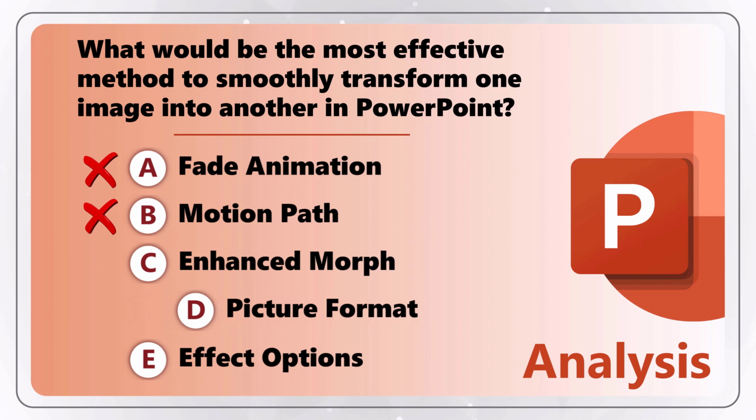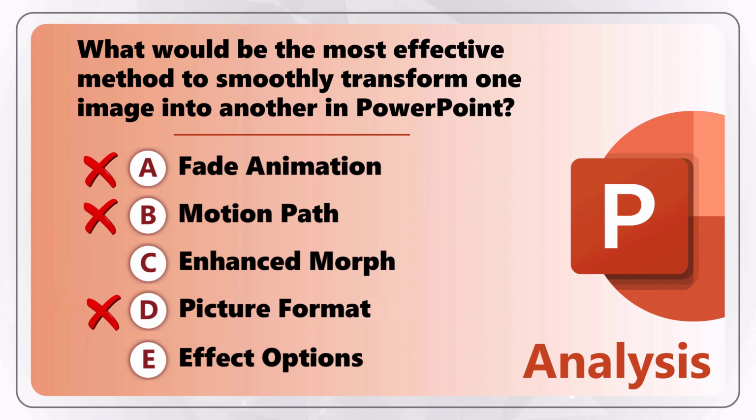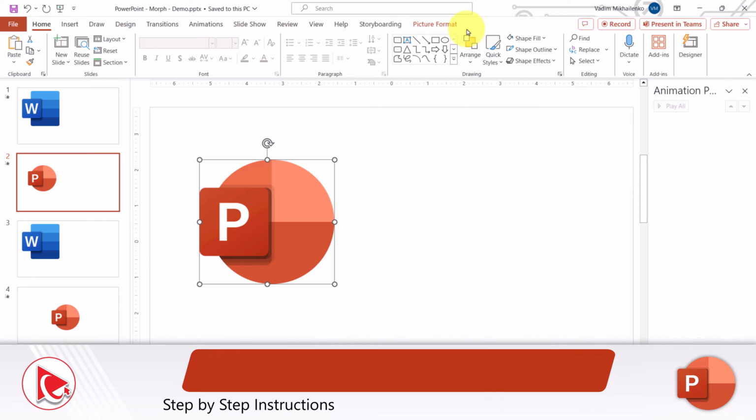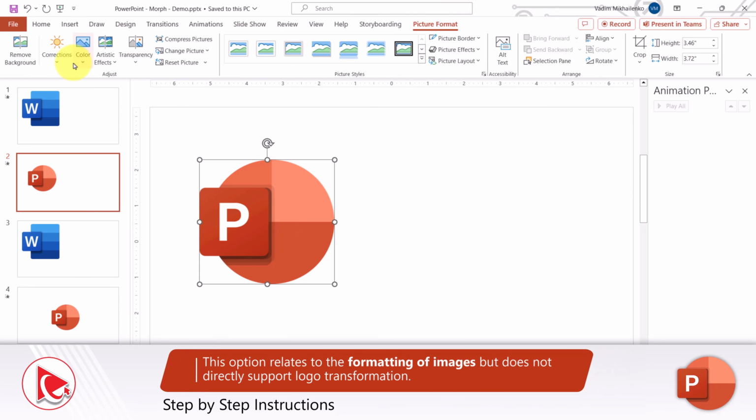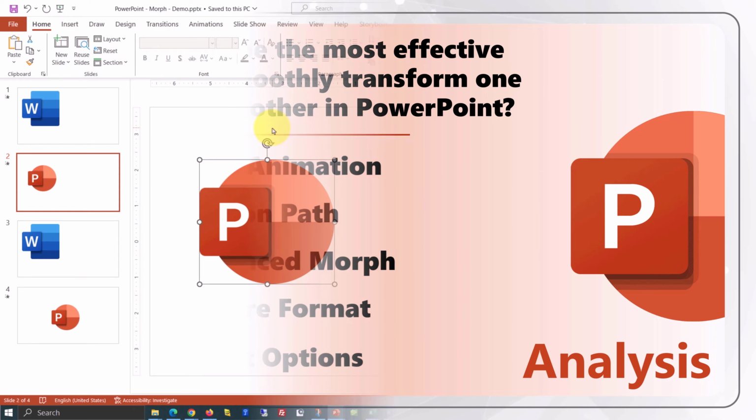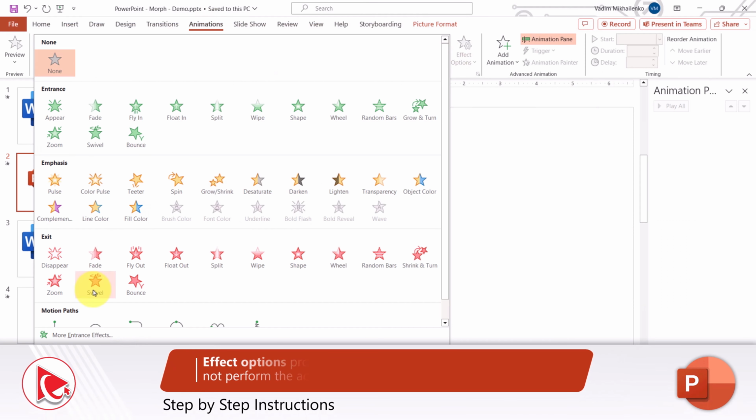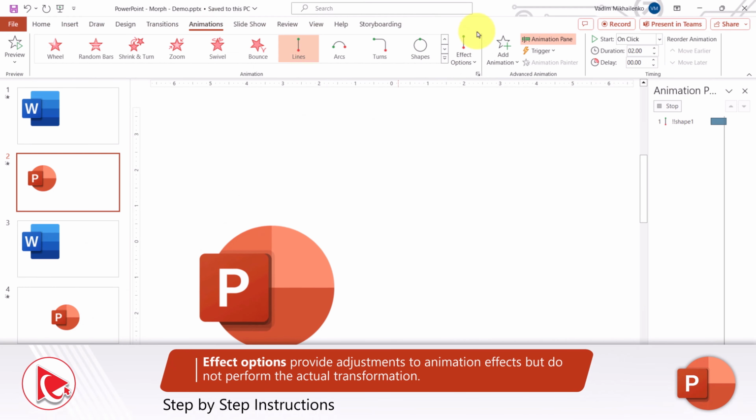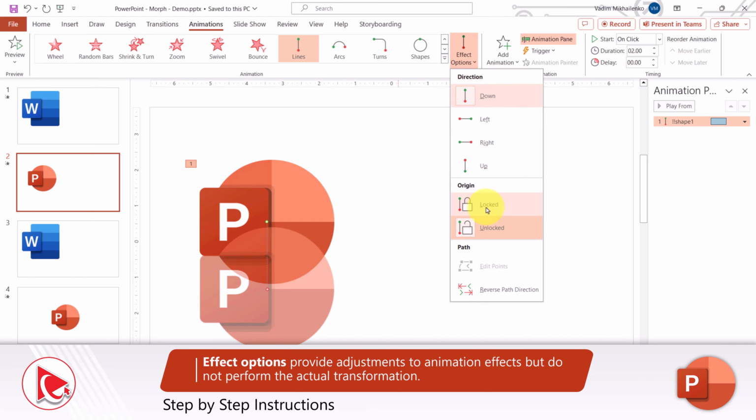Choice D, picture format, is also incorrect. This option relates to formatting of the images, but it does not directly support logo transformation. And you're probably not surprised that choice E, effect options, is also incorrect. Effect options provides adjustments to animation effect, but it does not perform any actual transformations.